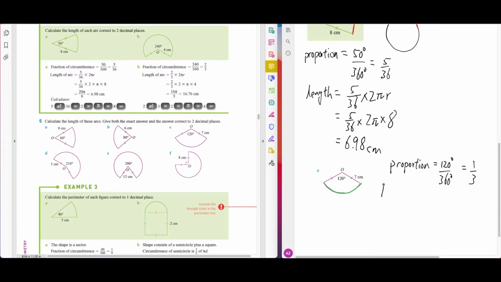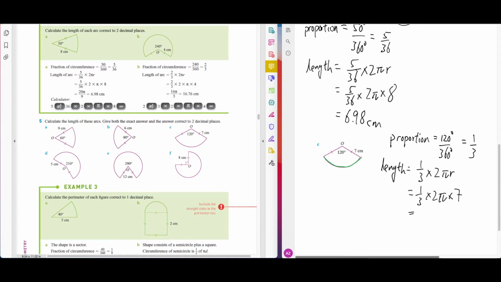So then we can just say length is equal to 1/3 times the circumference, which is 2 pi r. That's the formula. Which equals 1/3 times 2 pi times the radius. Now what's the radius here? Radius is 7. Remember, this 7 is not the diameter. This 7 is the radius, because this is the center of the circle. Between the center to the circumference, it's 7.